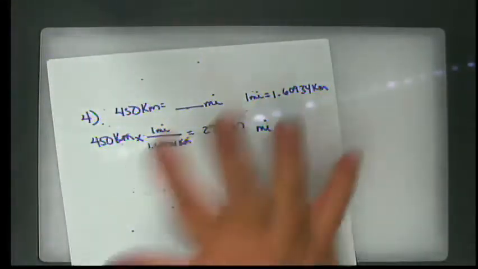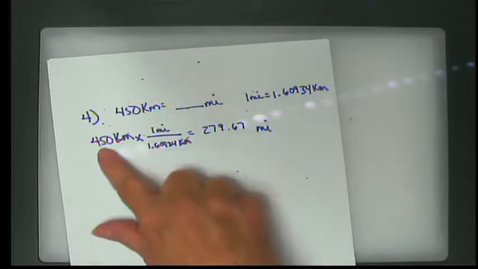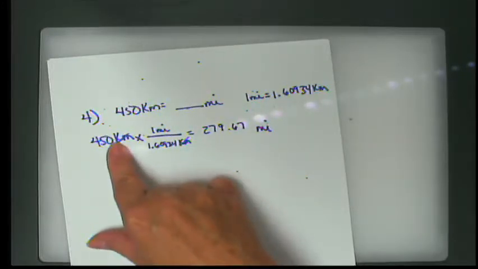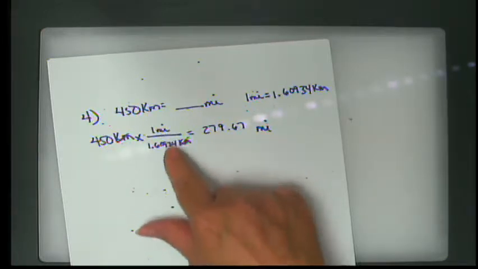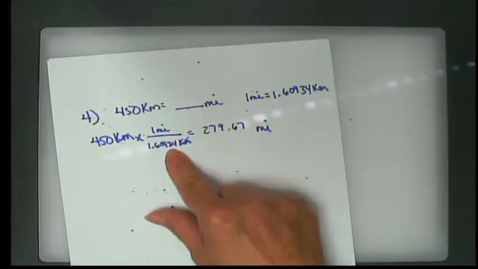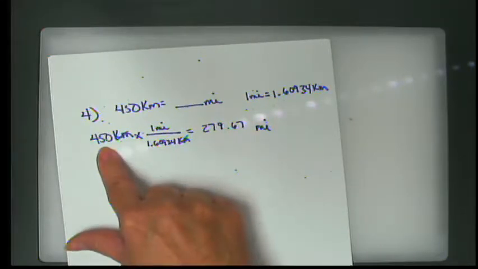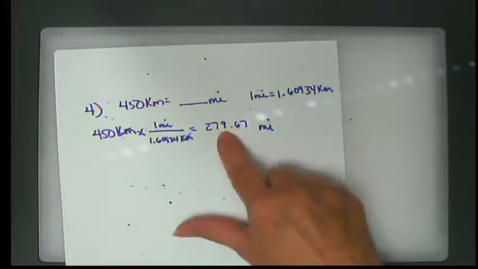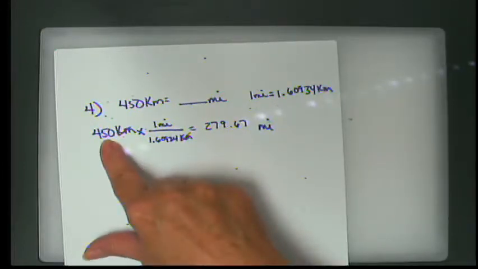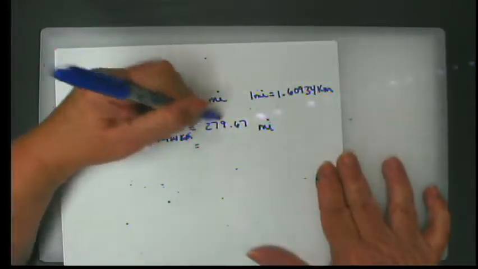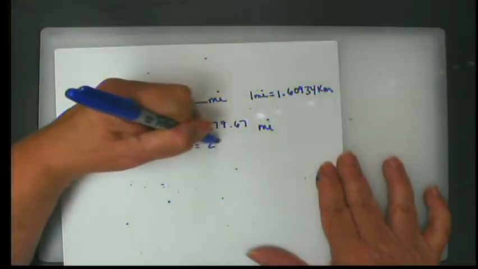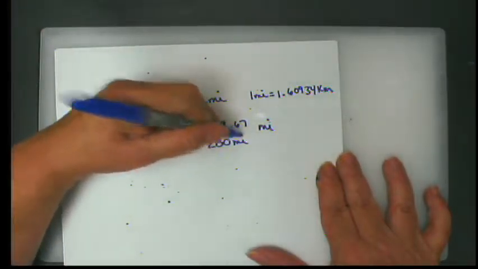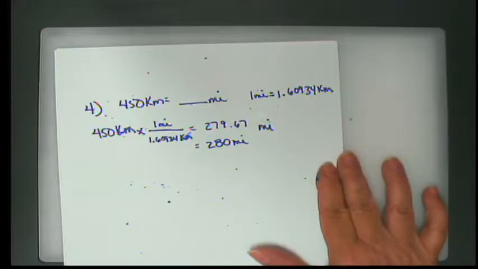Now, this is a good time to talk about significant figures. In this class, we just have to get close. It doesn't have to be exact. But 450, the way it's written, without a decimal point, has 2 significant figures. Every conversion factor is considered exact. So your answer is going to depend on the data input, not the conversion input. So that means that this answer should be written with 2 significant figures. 279.67 written with 2 significant figures looks like that, 280 miles with no decimal point.